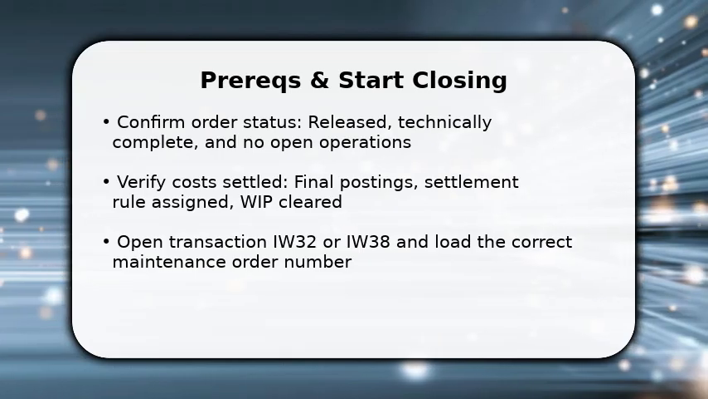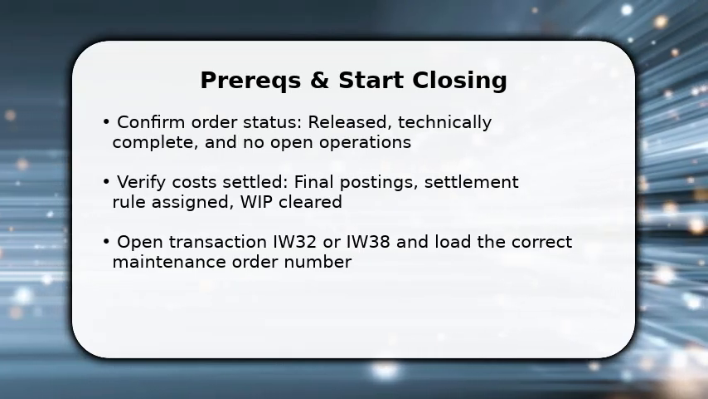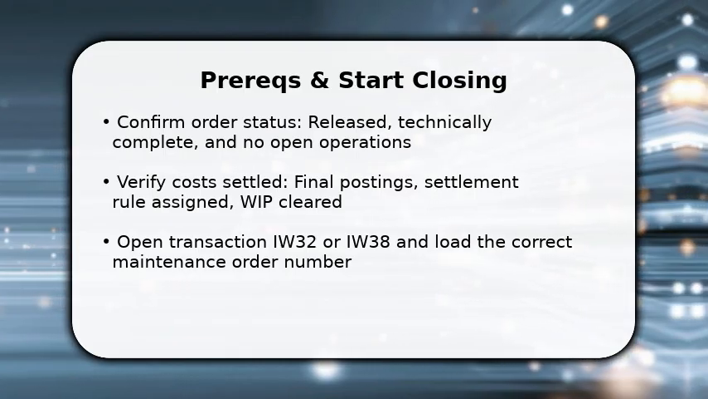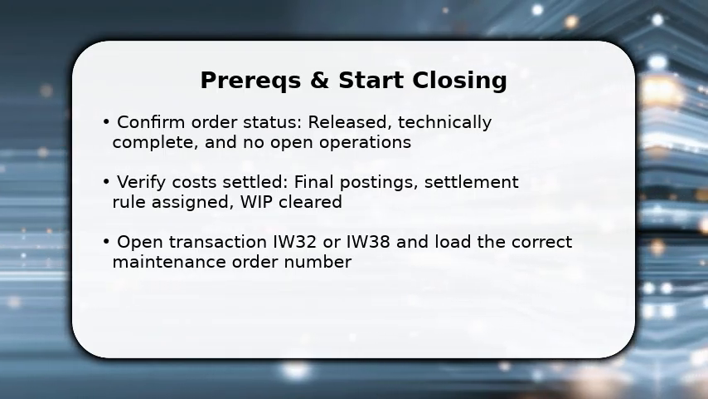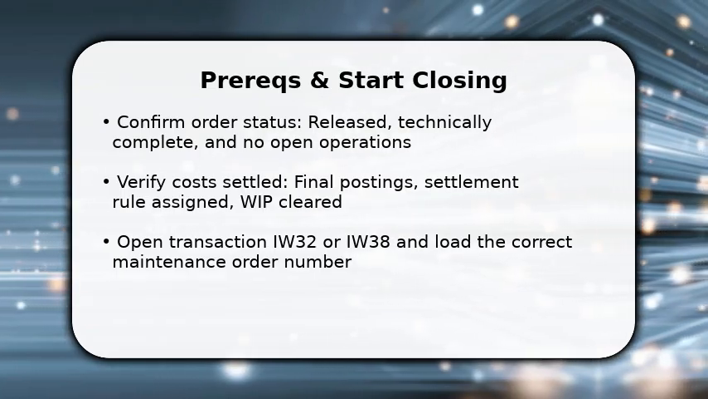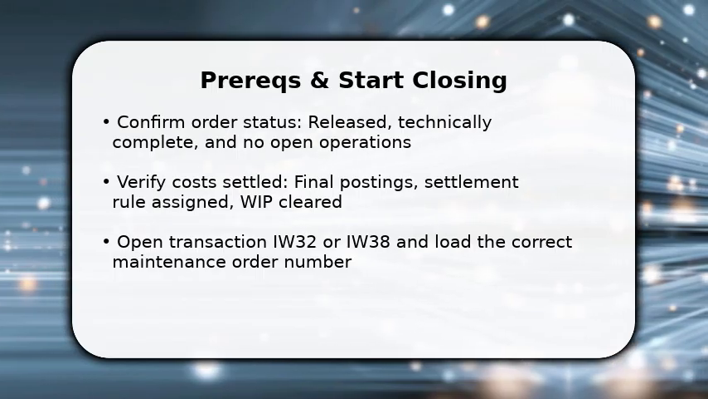Enjoy the video. You begin by verifying prerequisites. This saves errors later. First, make sure the order is released and all operations are technically complete so you can close without rollback. Next, confirm cost postings and assign the settlement rule so accounting won't block closure.